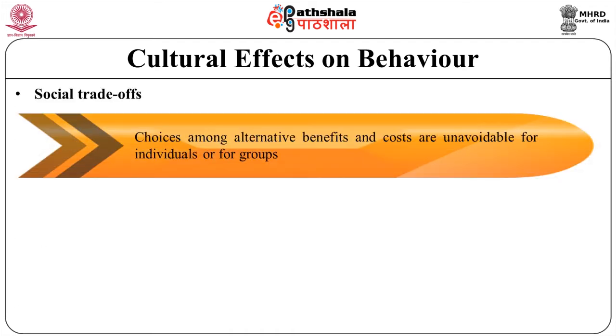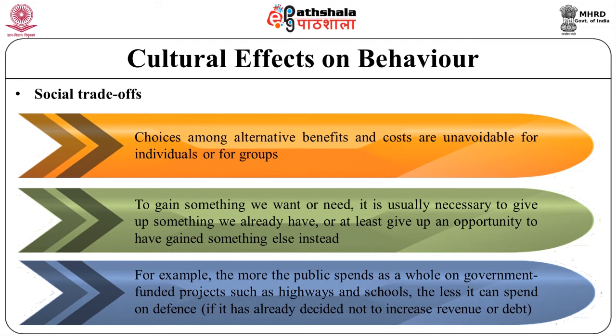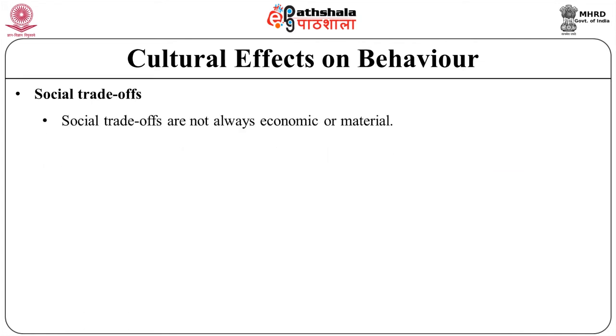Now let's understand the concept of social trade-offs. Choices among alternative benefits and costs are unavoidable for the individual or for the group. To gain something we want or need, it is usually necessary to give up something we already have, or at least give up an opportunity to gain something else instead. For example, the more the public spends as a whole on government-funded projects such as highways and schools, the less it can spend on defense, if it has already decided not to increase the revenue or the debt.